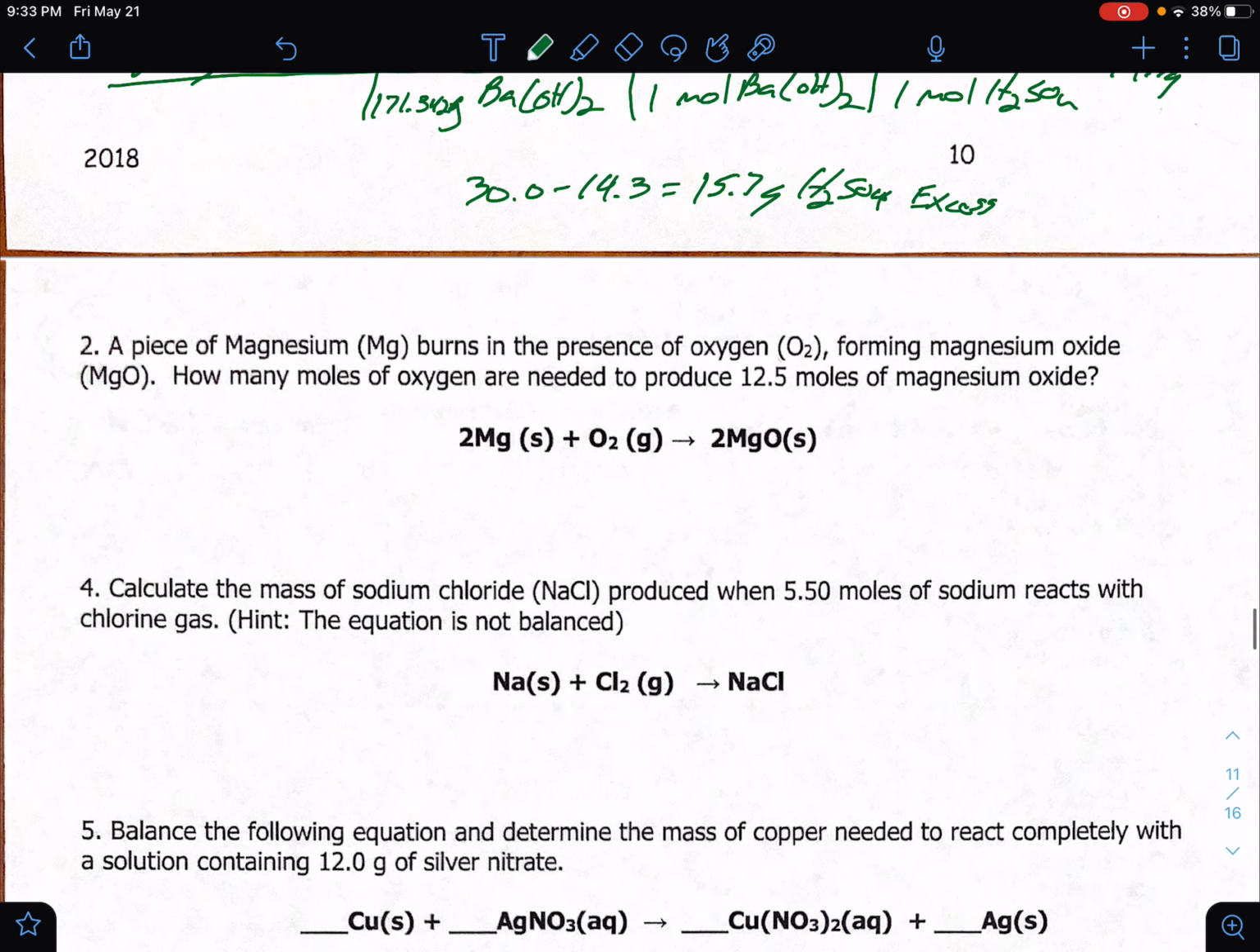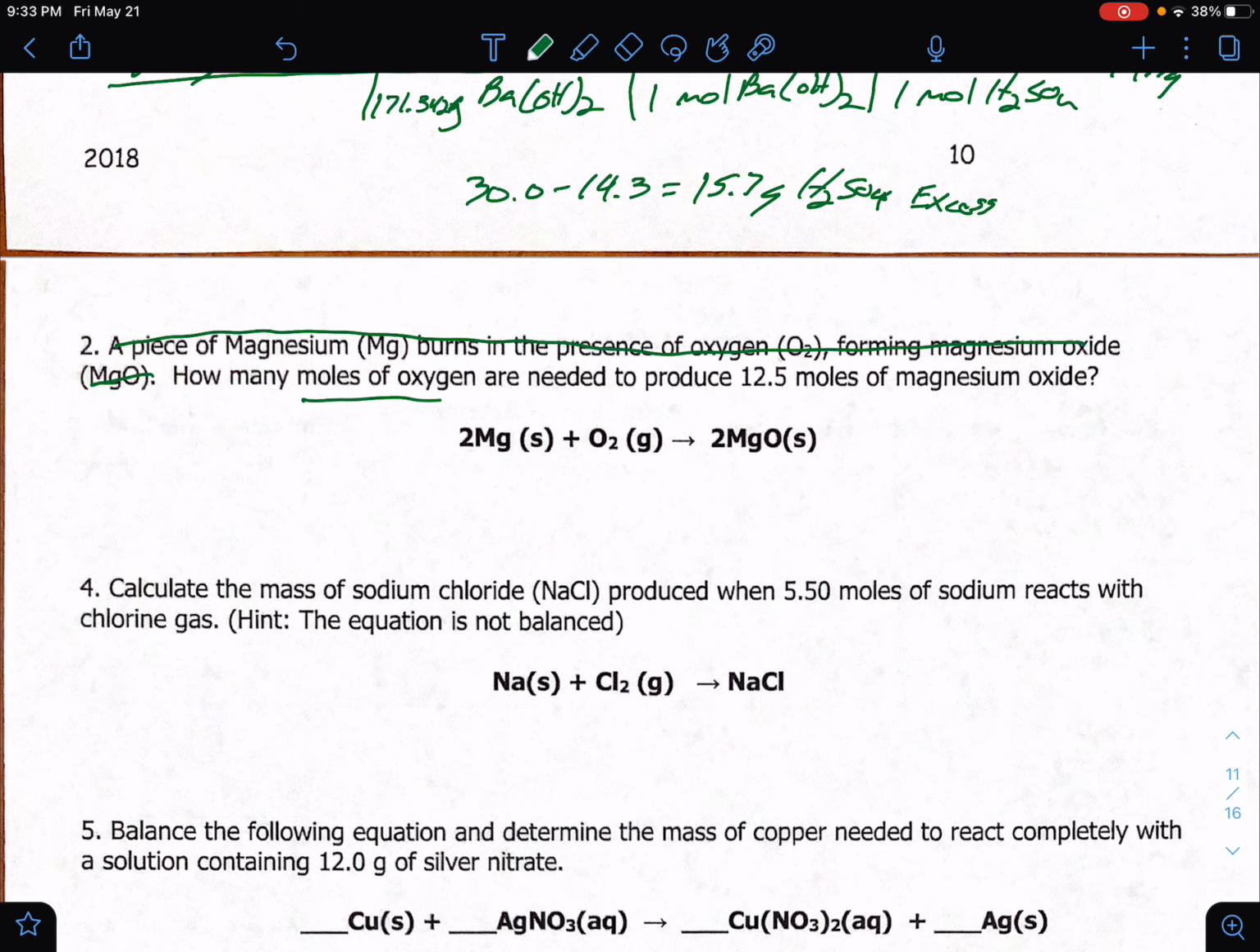Okay, number 2, a piece of magnesium burns in the presence of oxygen, O2, forming magnesium oxide. How many moles of oxygen are needed to produce 12.5 moles of magnesium oxide? Okay, so basically there's a lot of fluff in these questions. This whole first sentence just told me what was going on, so you honestly don't even need it. All I care about is what it's asking for and what it gave me.